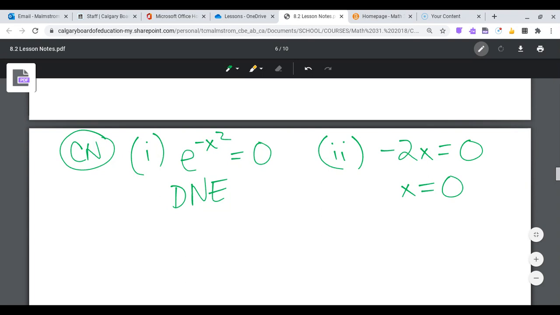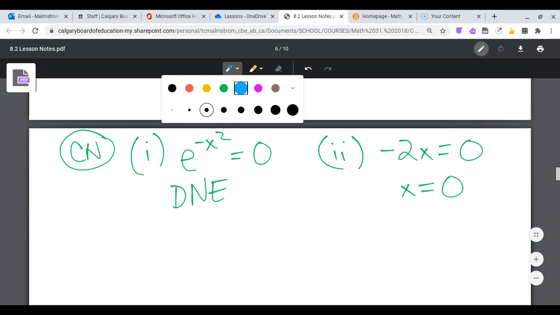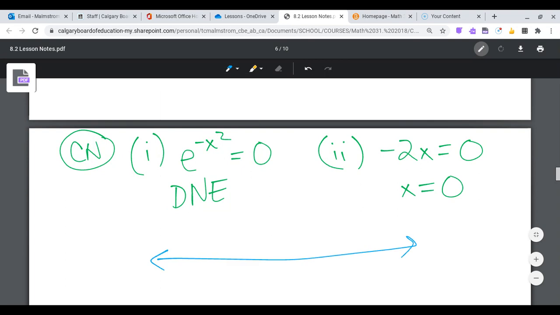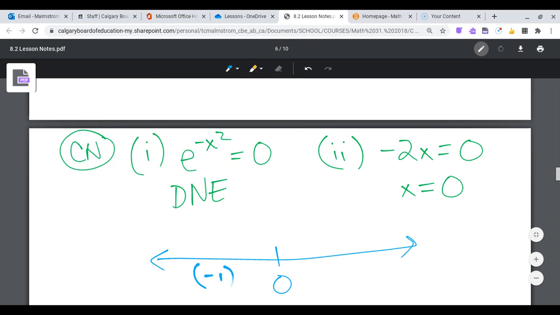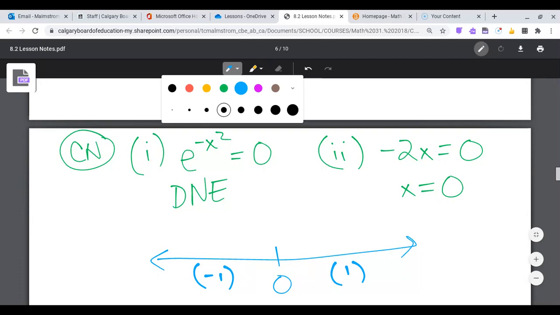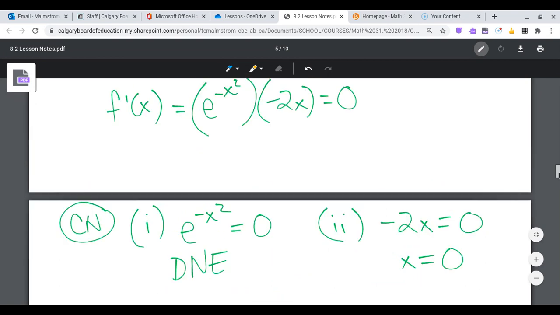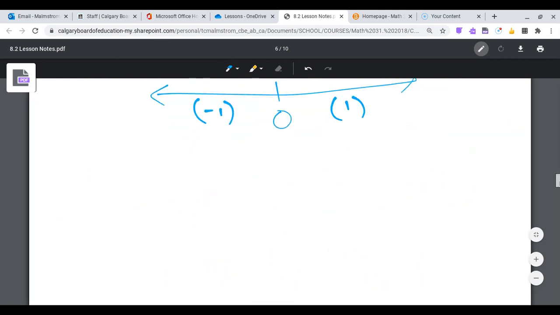So let's test that on our number line. And what are we going to test? How about -1 and +1? I did not mean to just go bigger on that. I meant to change my color. Oh, well, that's okay. Wrong direction. Here we go.